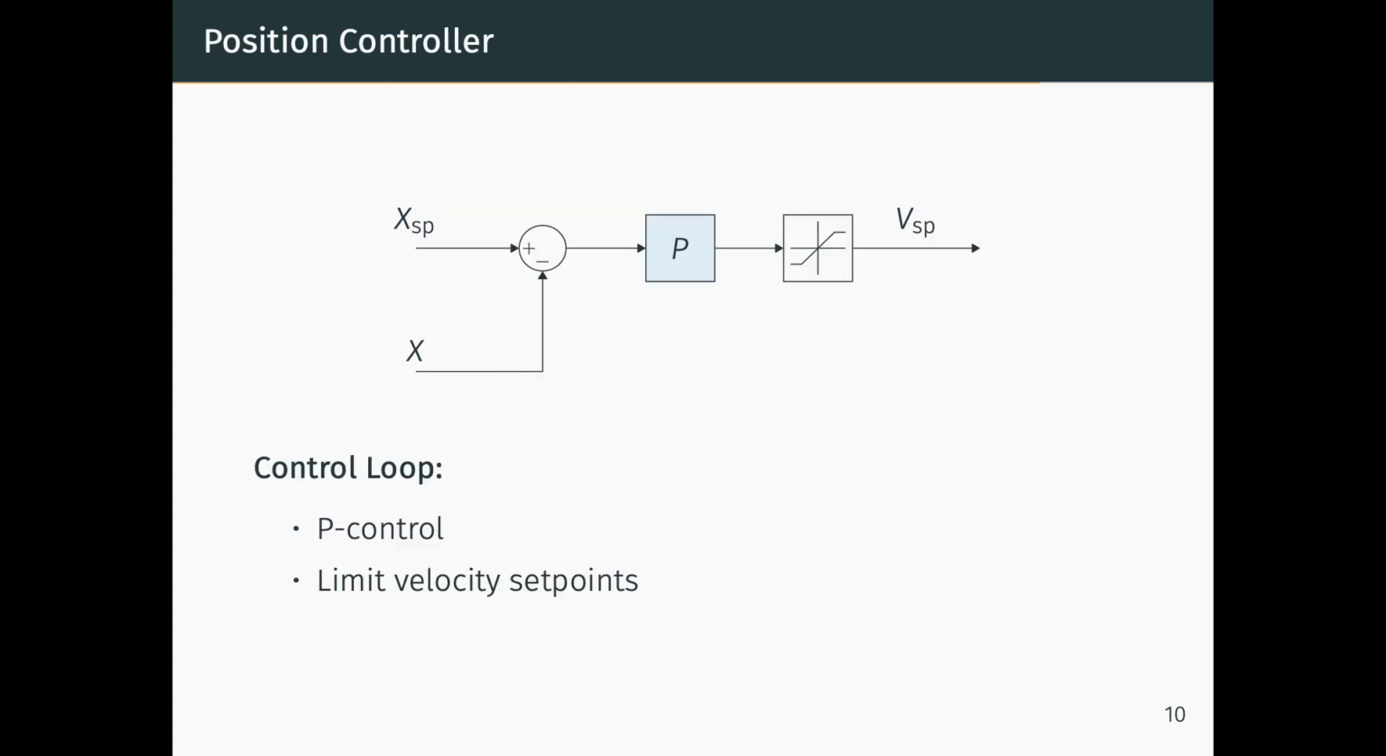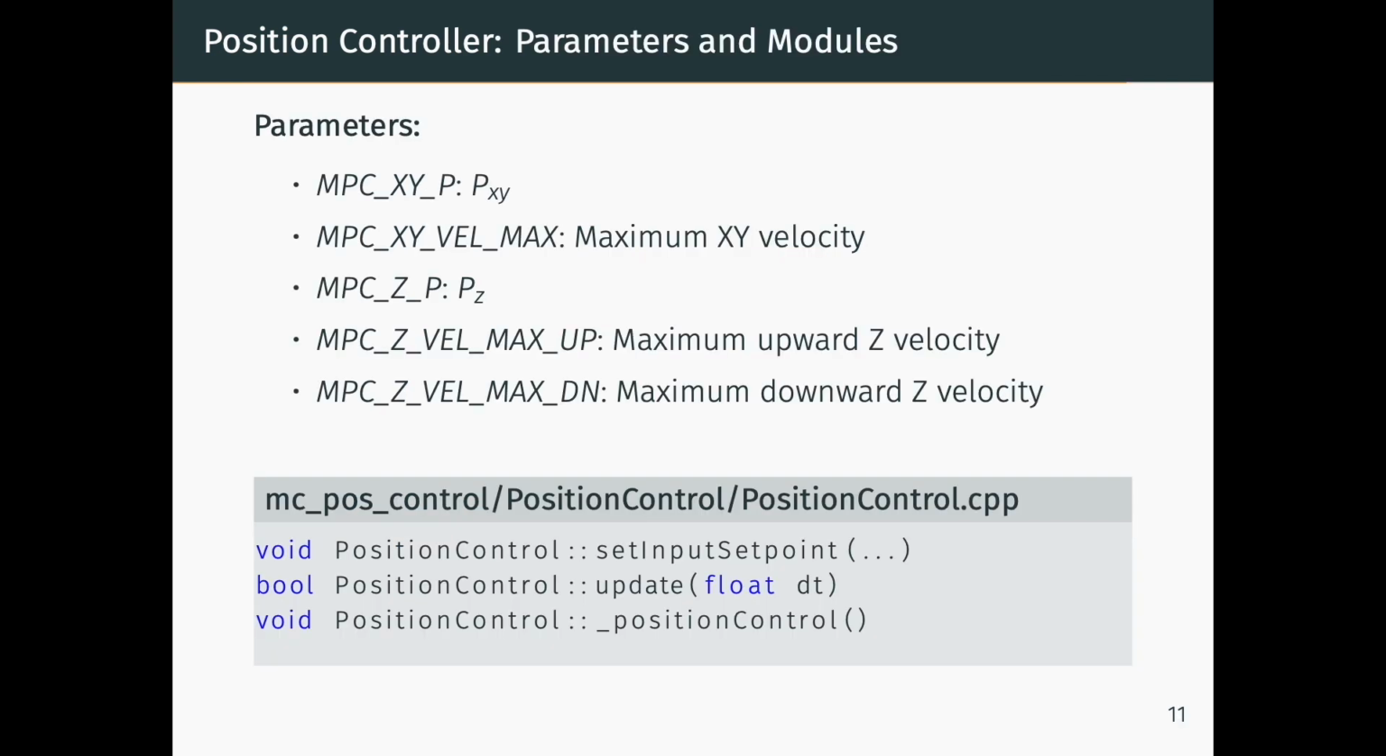The position controller is a simple proportional controller that limits the commanded velocity setpoints as shown in this diagram. Here are the parameters for the position controller. You have the proportional gains and the limits for the horizontal and vertical directions respectively. The control law is specifically implemented in the position control function, but both the position and velocity controllers are run by calling this update function. And as with the angle controller, the setpoints can be set regardless of the loop frequency by the set input setpoint function. And those are all the controllers.